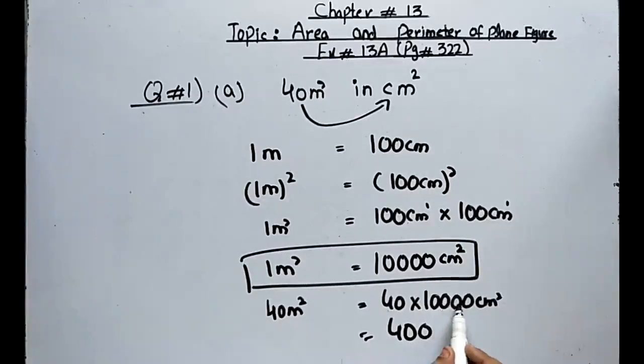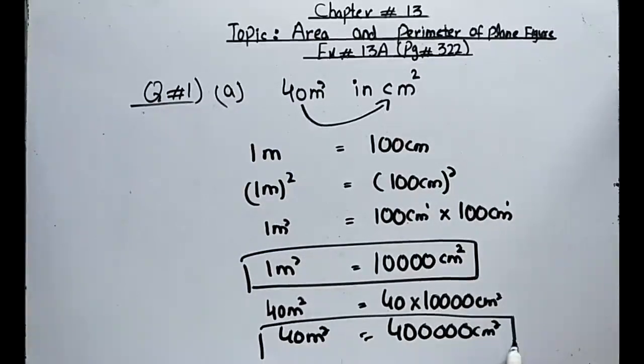4 and then 0, 0, 0, 0, that is 4 lakh. It means 40 meter square is equal to 4 lakh centimeter square, and this is your final answer. Got it, beta? The next similar part, 16 centimeter, you will convert into meter square.